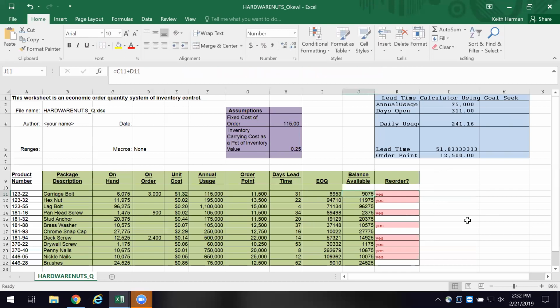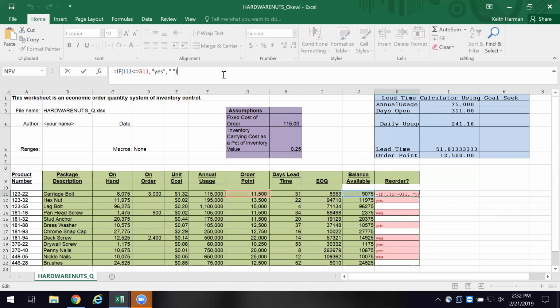Then we have the balance available, and then you'll see there in the reorder question, and notice, okay, and again, I was lazy. I should have done the name manager and all that stuff, and I didn't. If J11, and J11 is the balance available, is less than or equal to G11, and that's the order point, then the output is yes. Otherwise, I leave it blank. See the conditional statement there?